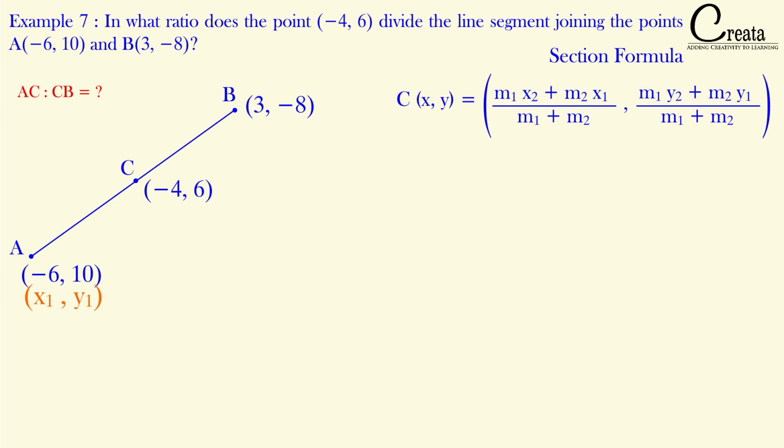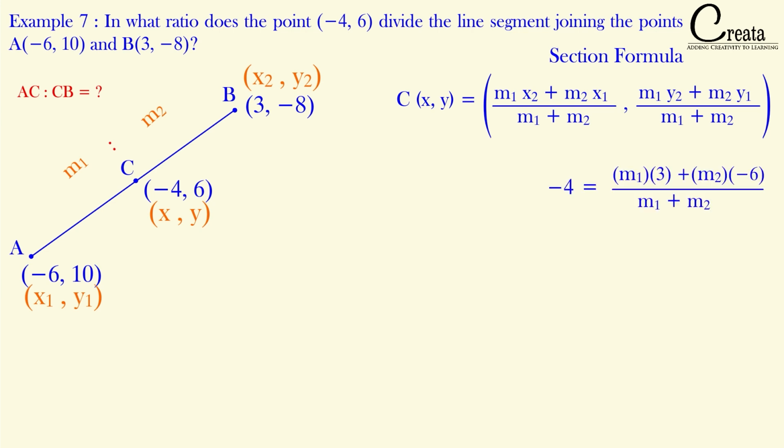Here point A is x1, y1 and point B is x2, y2, and the coordinate of point C is given, that is x, y. So we know the coordinates of 3 points, x1, y1, x2, y2 and x, y. Here m1 and m2 are missing. We can apply the section formula. And we already know the coordinate of point C, the point which is dividing the line segment in a certain ratio. Here firstly take down the x coordinate. We know the values of x1, x2, x. Let's put the values. So this is the equation that we form.